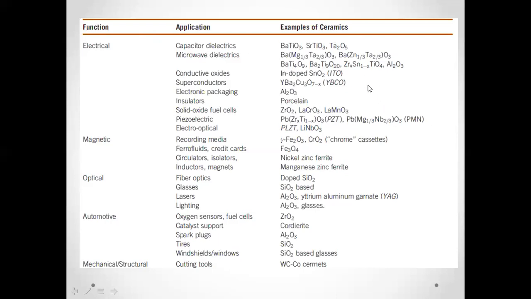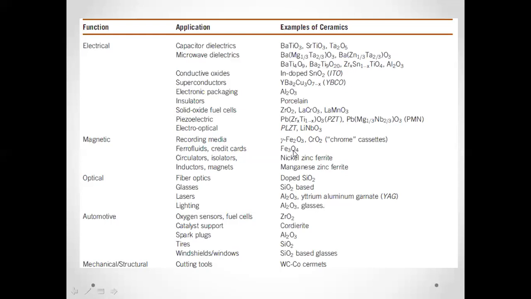These are all used for electrical applications, and then electro-optic modulators. If you study electronics, you will study these electro-optic modulators, in which lithium niobate and lead lithium zirconium titanate are famous materials. You may study in detail in a higher semester. In magnetic applications, it is used in recording media, especially chrome oxide, which is used in chrome cassettes, and then iron oxide, gamma iron oxide, Fe2O3, and then ferrofluids and your credit cards. This type of iron oxide.